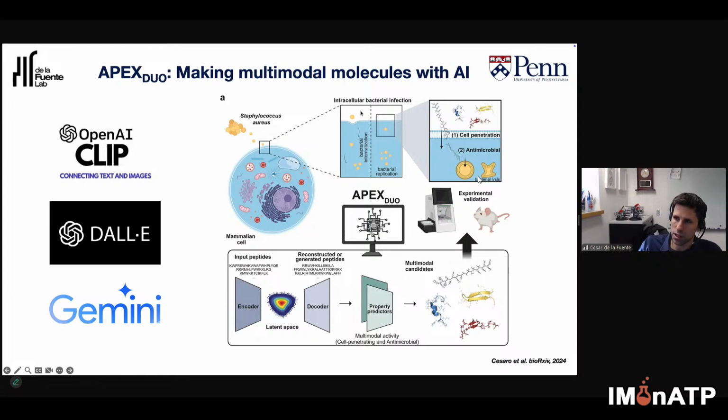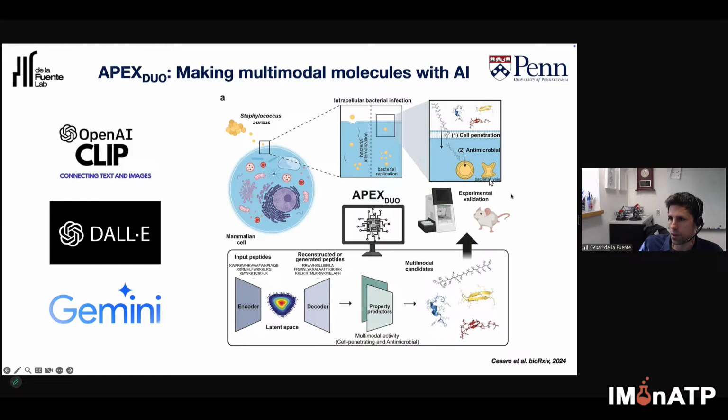capable of designing molecules that can do two functions. In this case, we decided to go after intracellular infections. So most antibiotics that we have out there today, they just target bacteria, but once bacteria hide inside human cells and they replicate inside, the antibiotics that we have cannot actually penetrate into mammalian cells and target these intracellular infections. So we decided to use AI to try to build a multimodal molecule that could do both things. They could penetrate into mammalian cells and then target the bacteria inside the cells.